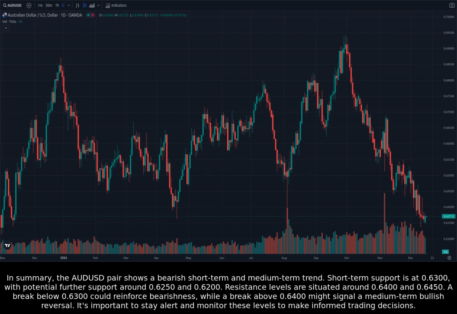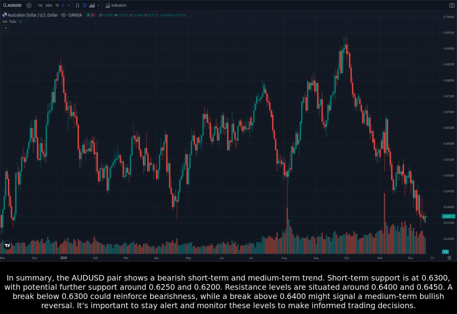Short-term support is at 0.6300, with potential further support around 0.6250 and 0.6200. Resistance levels are situated around 0.6400 and 0.6450.